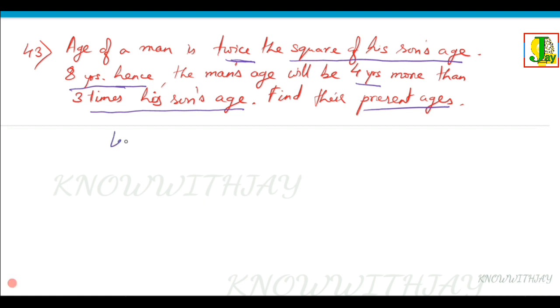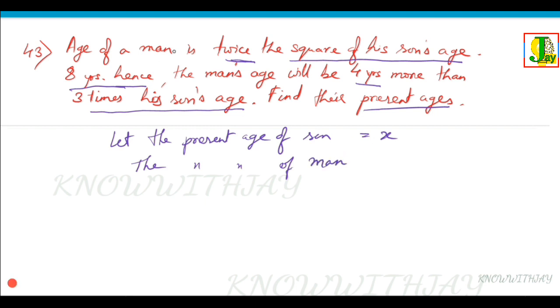So let us start with: let the present age of son be x. Then the present age of man is 2 times the square of the son's age. So twice the square of the son's age, that means 2 times x square. So this is the man's present age.